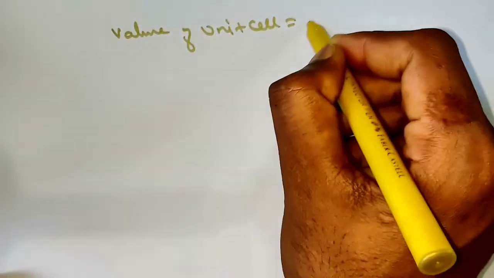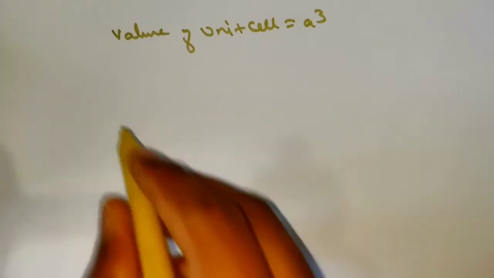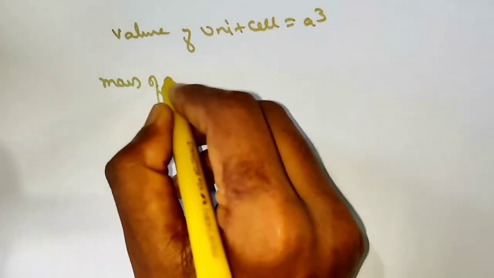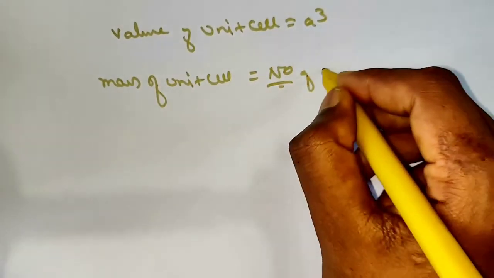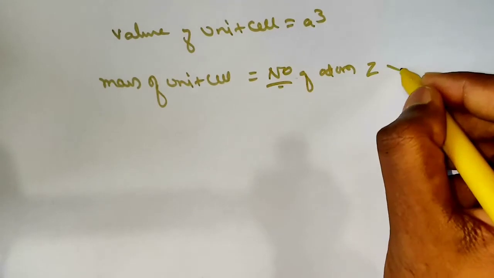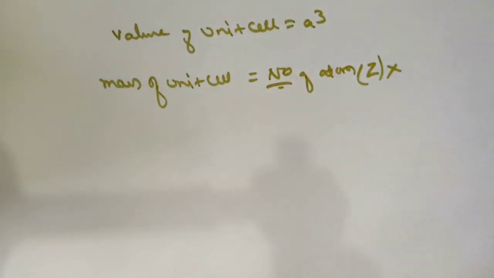Next we'll move to the calculation involving the unit cell dimension. By using the unit cell dimension, it is possible to calculate the volume of the unit cell, mass of the unit cell and also density of the unit cell. So consider the volume of a unit cell. We already know volume of unit cell is equal to A cube. In order to find the mass of the unit cell, what we have to do? We need to take the number of atoms present in the unit cell, that is Z, into mass of each atom.